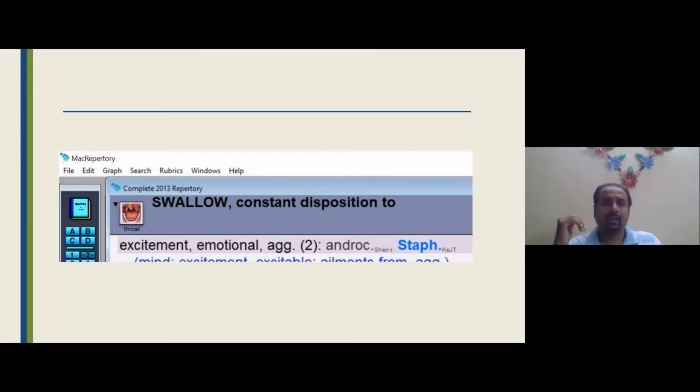In a similar way, you may have patients in your clinic who may not be able to react to some situation, and they will always try to take it inside. The way of taking it inside is that when expressing their symptoms, they will try to swallow. So the rubric for this would be swallow constant disposition to, excitement emotional aggravates. Whenever she is sharing about her life history, she is trying to swallow the saliva, and that is why two remedies are mentioned very importantly in this particular rubric: endocrinos and staph.